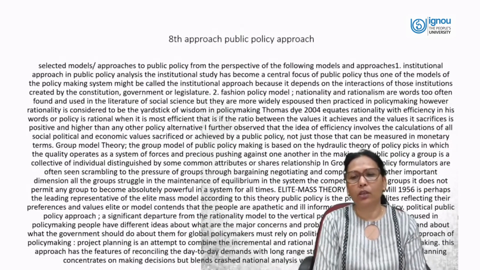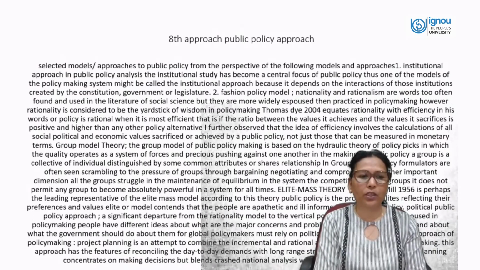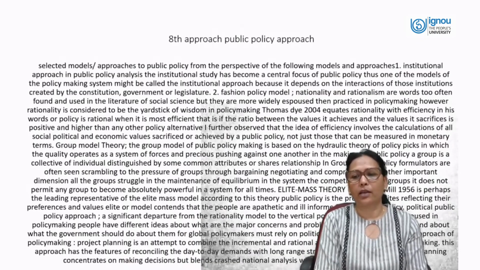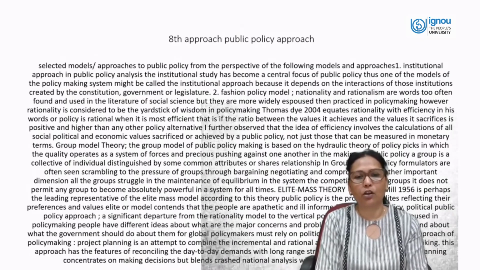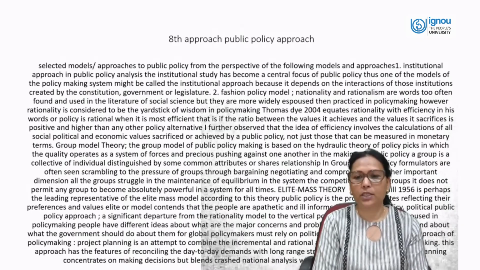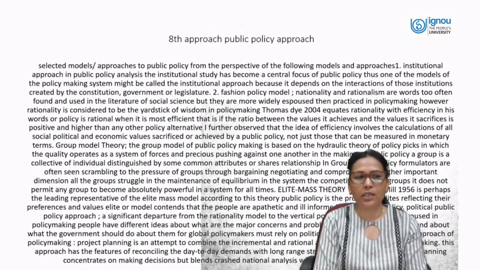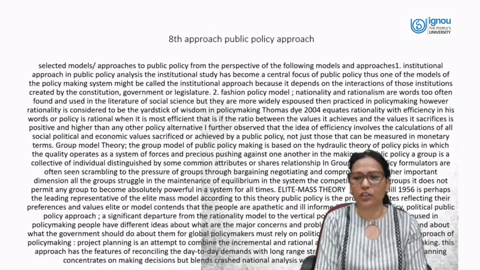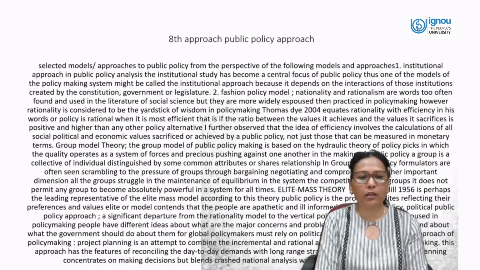In the rational policy model, rationality and rationalism are words too often found and used in the literature of social science, but they are more widely espoused than practiced in policy making. However, rationality is considered to be the yardstick of wisdom in policy making. Thomas Dye in 2004 equates rationality with efficiency. In his words, a policy is rational when it is most efficient, that is, if the ratio between the values it achieves and the values it sacrifices is positive and higher than any other policy alternative.